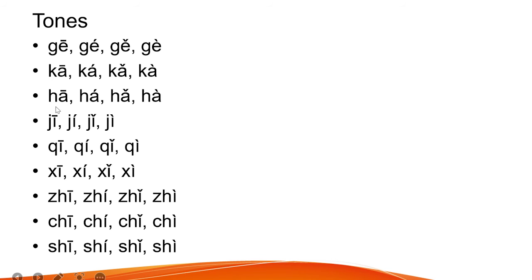For HA, the first tone is ha. The second tone is ha. The third tone is ha. The fourth tone is ha. The first tone for JI is ji. The second tone is ji. The third tone is ji. The fourth tone is ji. The fifth tone is ji.